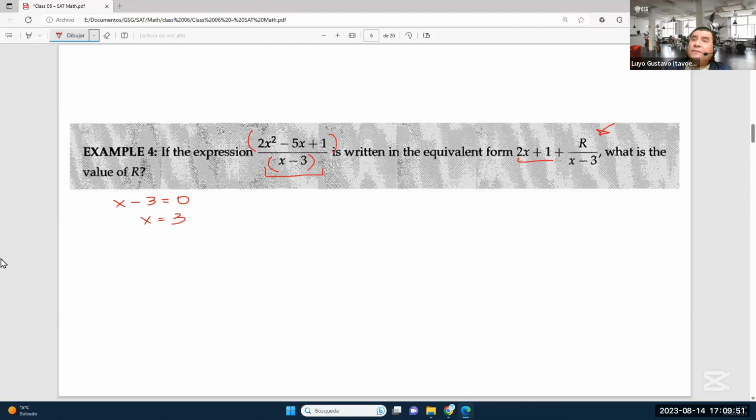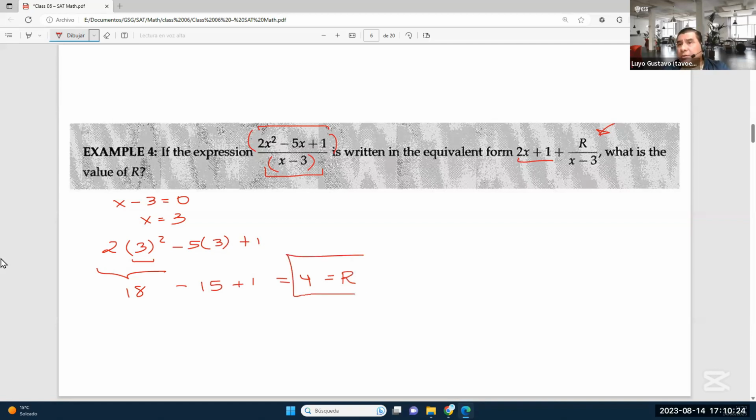So if you evaluate the polynomial in the dividend using the value of 3, what do you get? You get 2 times 3 squared minus 5 times 3 plus 1. This is 9 times 2, this is 18. Take away 15 plus 1. So 3 plus 1, this is 4. This is the value of the remainder. So that is the answer to the question.